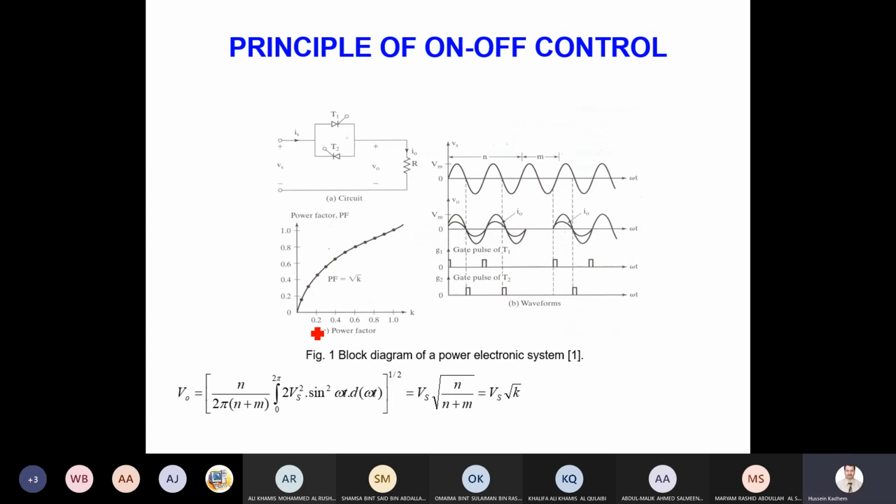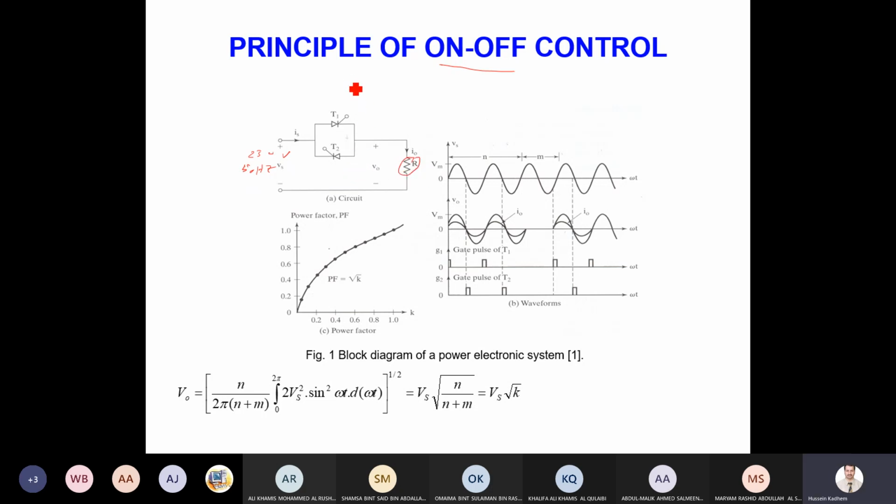Now let me start with the first method, which is on-off. From the name on-off, it means it will be on for a time and off for another time. How does the circuit look? Have a look here. This is my input voltage, let me say 230 volt, 50 hertz. And this is my load. Let's assume first it is a resistance.